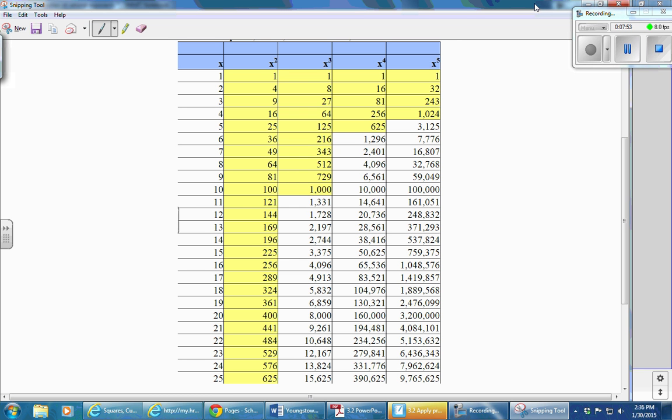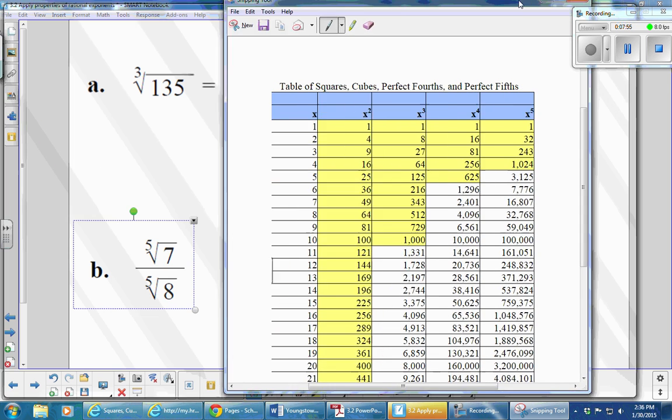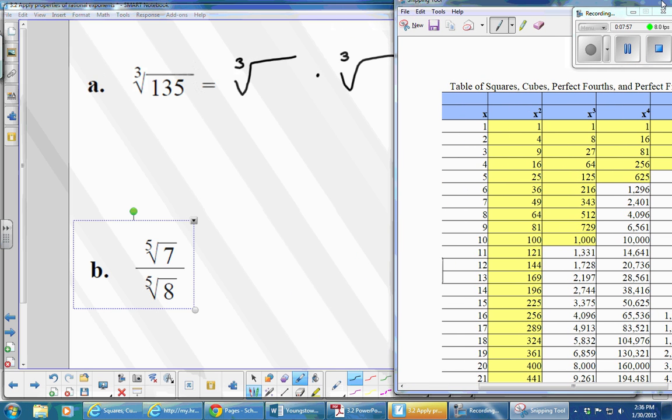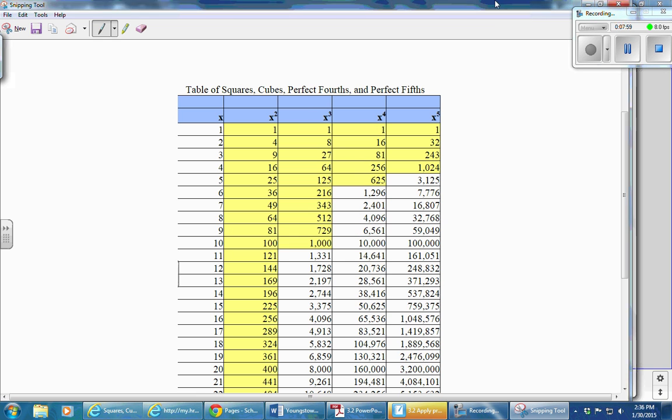Okay, so we're back. You just got done copying down that table, and we're going to look at our problem. I'm looking at the cube root of 135. So let's look at the cube root list, which is right here. What number can be multiplied by something to give you 135? Look at that list and see if you can figure out what it is.